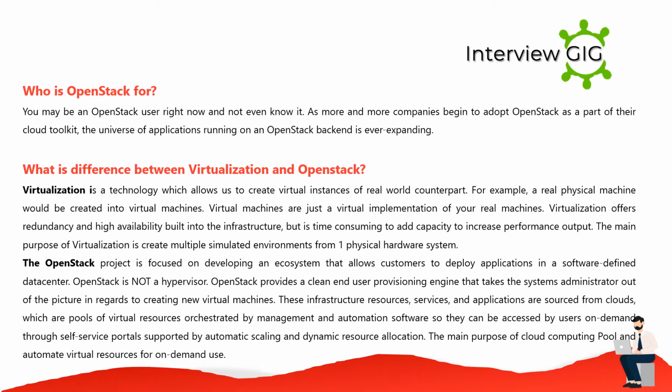What is the difference between virtualization and OpenStack? Virtualization is a technology which allows us to create virtual instances of real-world counterparts. For example, a real physical machine would be created into virtual machines. Virtual machines are just a virtual implementation of your real machines. Virtualization offers redundancy and high availability built into the infrastructure, but is time-consuming to add capacity to increase performance output. The main purpose of virtualization is to create multiple simulated environments from one physical hardware system.